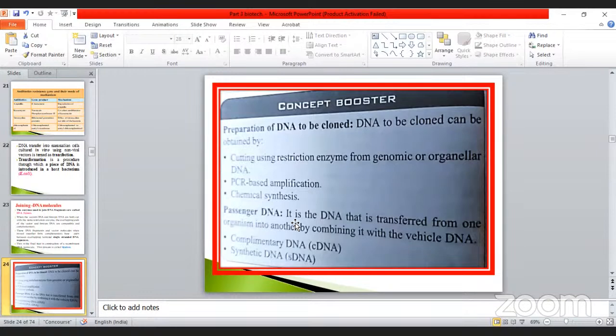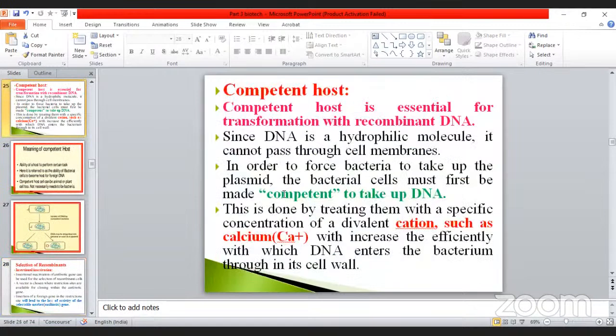And then passenger DNA. It is DNA that is transferred from one organism into another by combining it with vehicle DNA, complementary DNA, cDNA, synthetic DNA, sDNA. This is called passenger DNA. It is used for the process. These are the two types of DNA that have been selected. This is also very, very important.